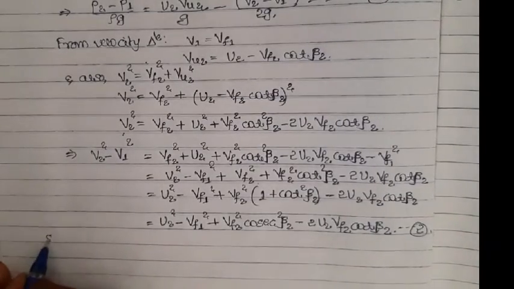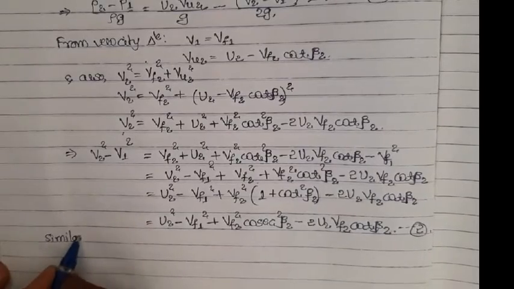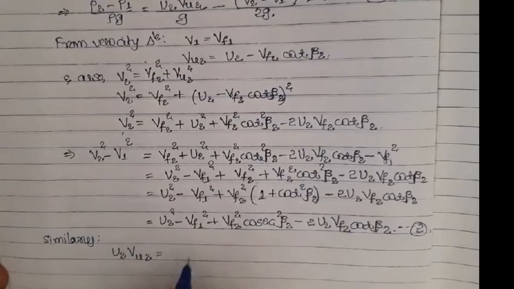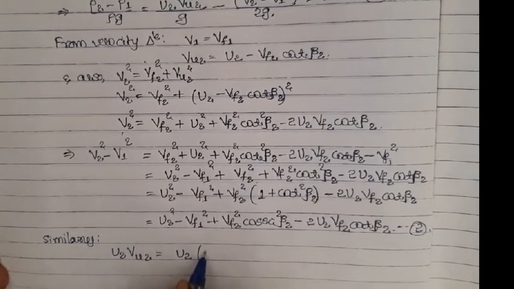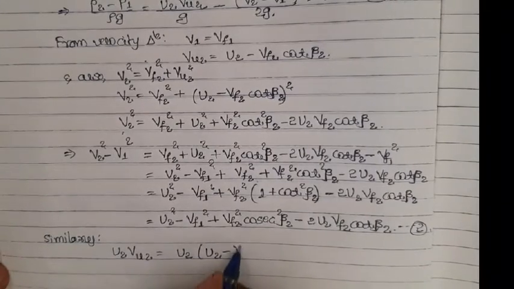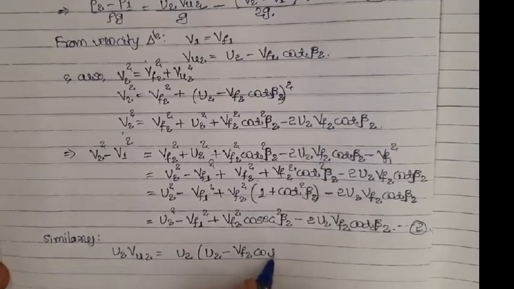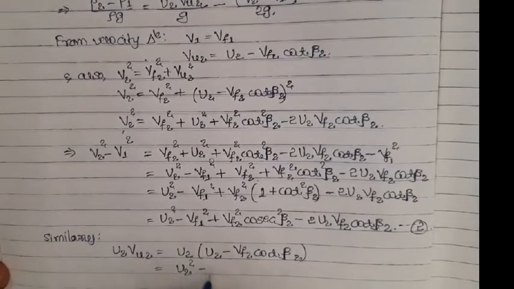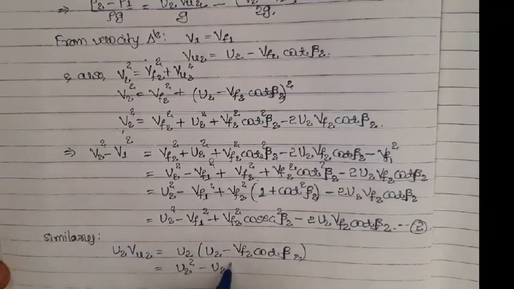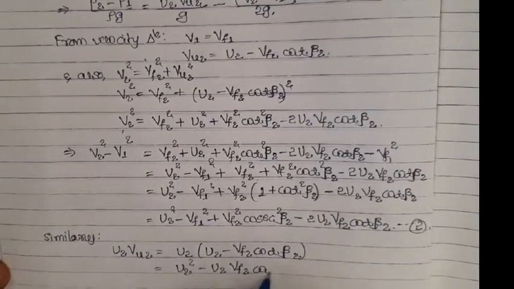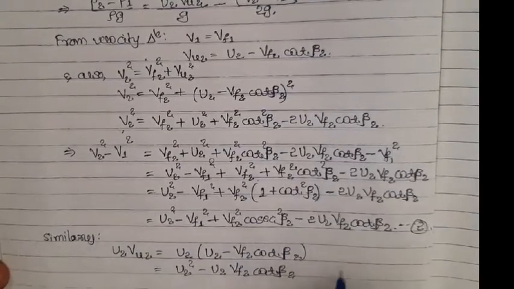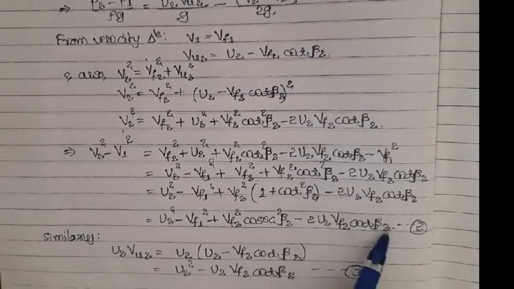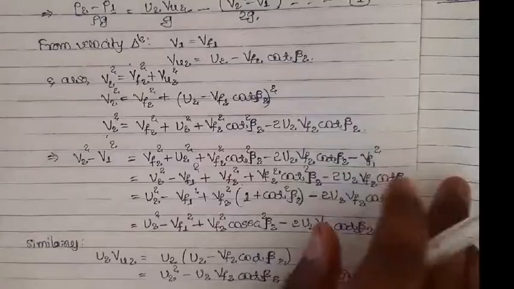Now, similarly, let us get an equation for U2 Vu2. U2 Vu2 is equal to U2 into Vu2, and Vu2 is U2 minus Vf2 cot beta 2. So modifying that, it becomes U2 square minus U2 Vf2 cot beta 2. Isn't it? So let this be equation number 3. Now, our equations 2 and 3 are ready. So let us go back to equation number 1.